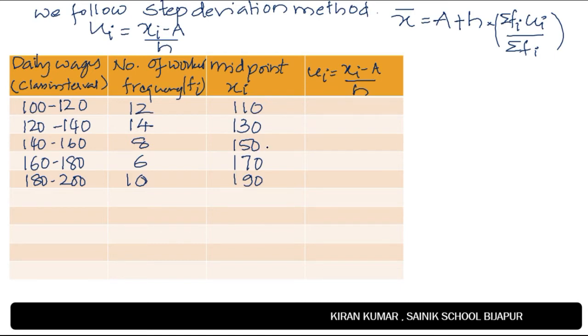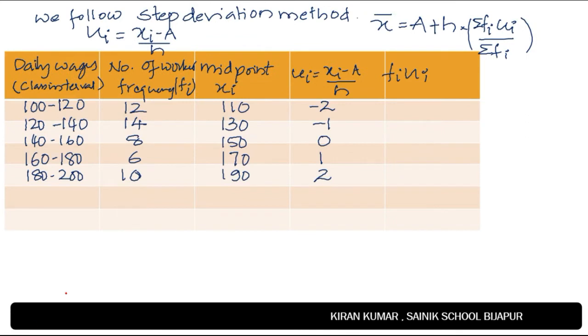Let me take somewhere here in the middle 150 as the assumed mean. So I have taken assumed mean to be 150. Let me take the value of h to be say 20. Now substitute observation minus 150. Observation is each one of these xi's divided by 20. We get minus 2, minus 1, 0, 1 and 2.